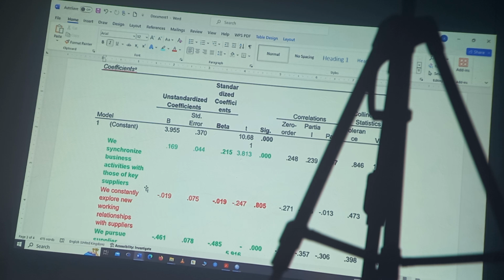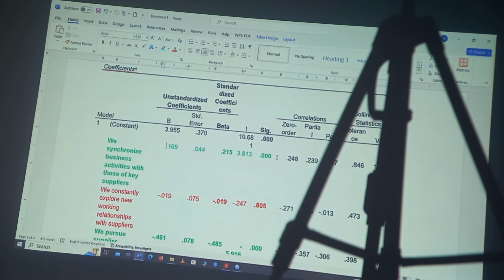You use the unstandardized beta. So when you are estimating the regression function, look at the beta and also look at the sig value. If it is significant, you include it in the function. If it is not significant, you ignore it.